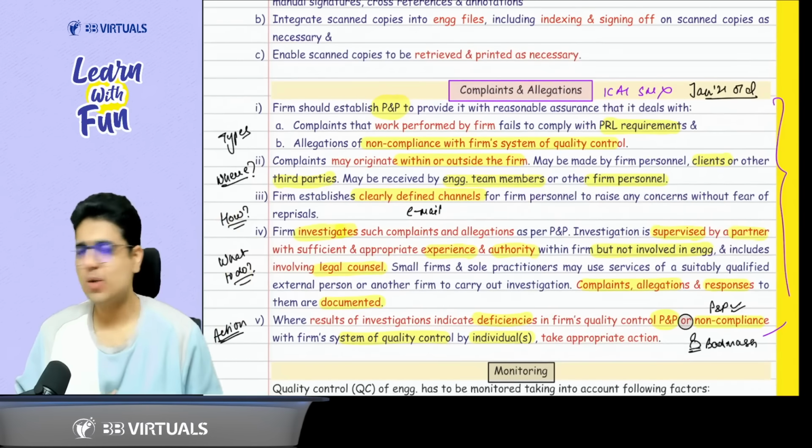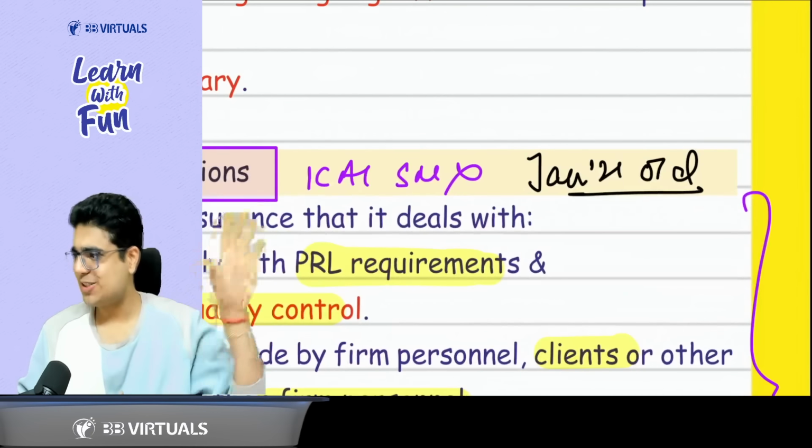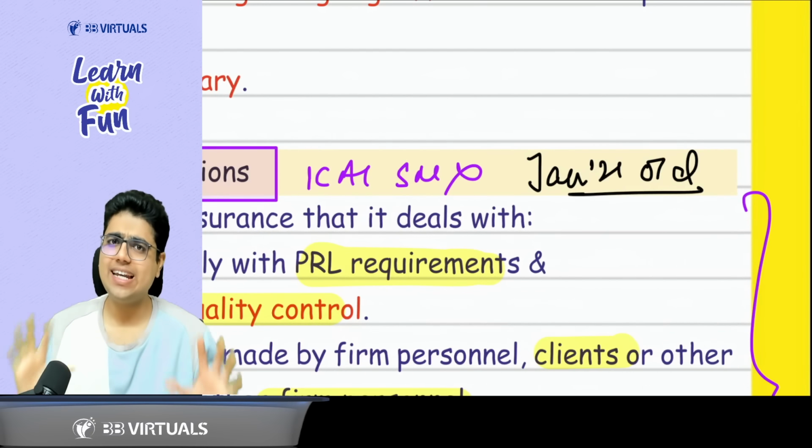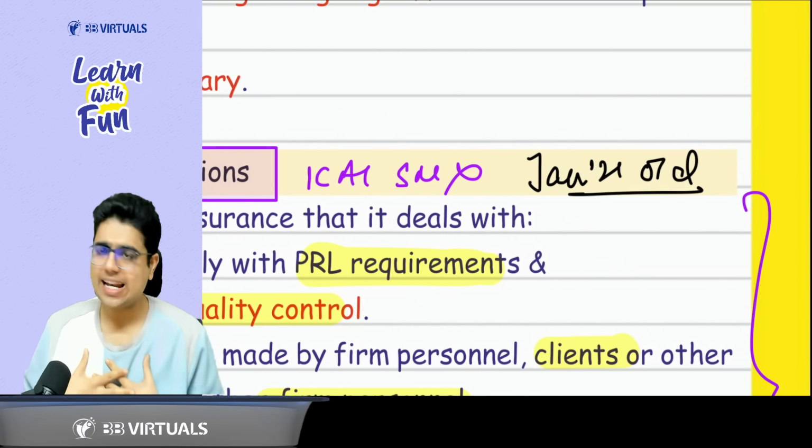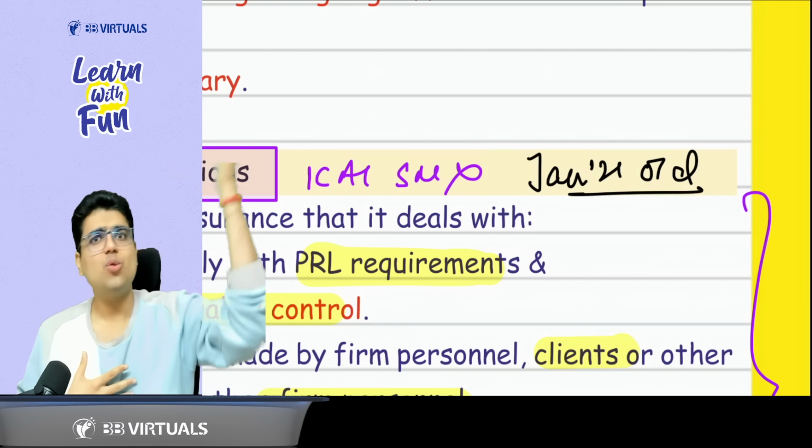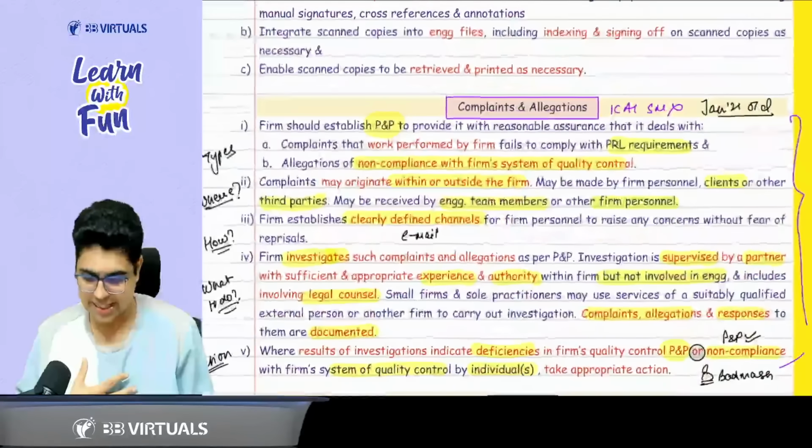So the first topic talks about complaints and allegations. The good news is it is not in the study material. So just study it with a very light attitude, because it was asked in Gen 21, some old syllabus question. That's why we are covering it. It's a very easy question.